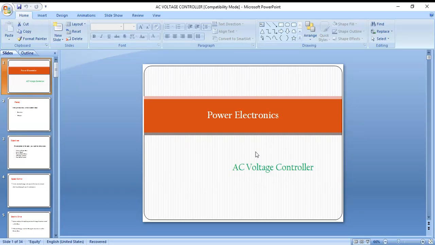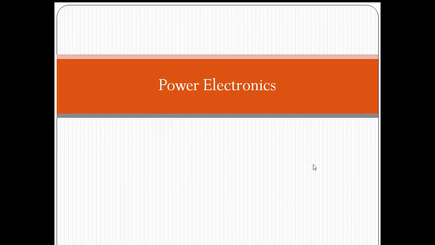Good morning, dear students. In this class, we are going to discuss AC voltage controllers. It is also one of the power electronic circuits, which is used to convert the voltage level from one magnitude to another magnitude without changing frequency.